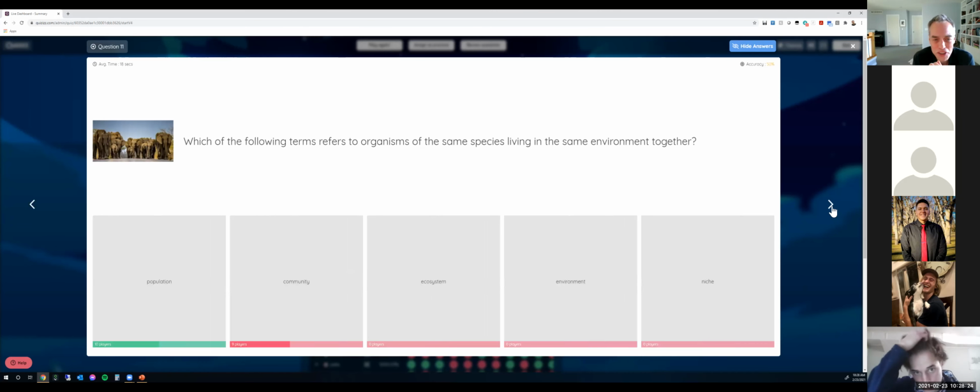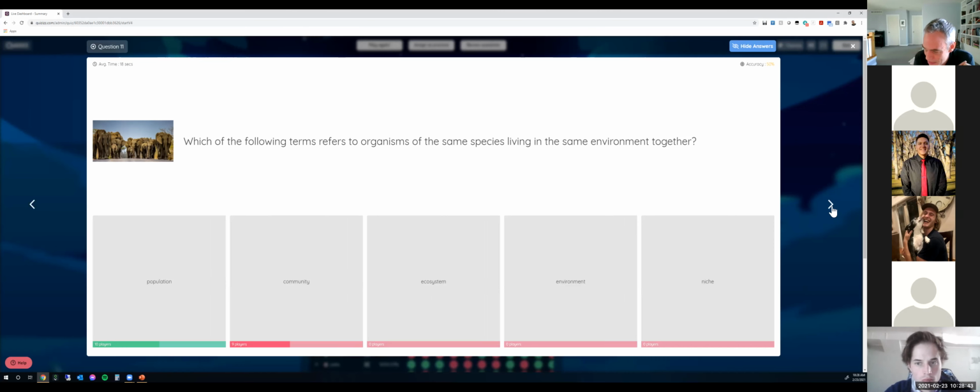Next one, which of the following terms refers to organisms of the same species living in the same environment together, such as these elephants? And the correct answer was population. So what's the difference between a population and a community? Community is more than one species. Correct. So a community is a group of organisms that live together in the same environment, but that belong to multiple species. Population is single species.